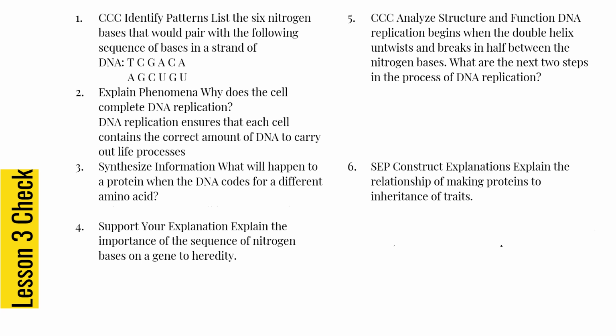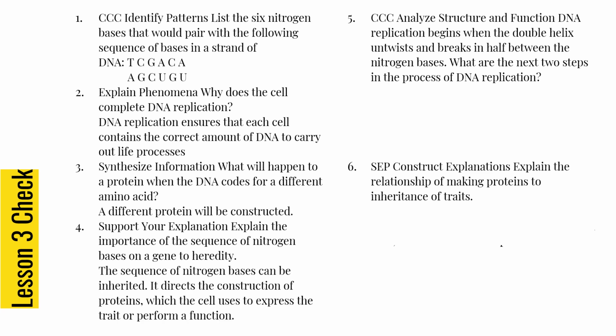Explain phenomena. Why does the cell complete DNA replication? So DNA replication ensures that each cell contains the correct amount of DNA to carry out life processes. Synthesize information. What will happen to a protein when the DNA codes for a different amino acid? And that would be that a different protein will be constructed. Support your explanation. Explain the importance of the sequence of nitrogen bases on a gene to heredity. So the sequence of nitrogen bases can be inherited. It directs the construction of proteins, which the cell uses to express the trait or perform a function.